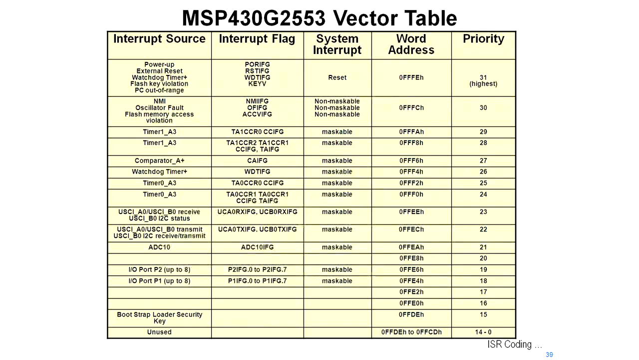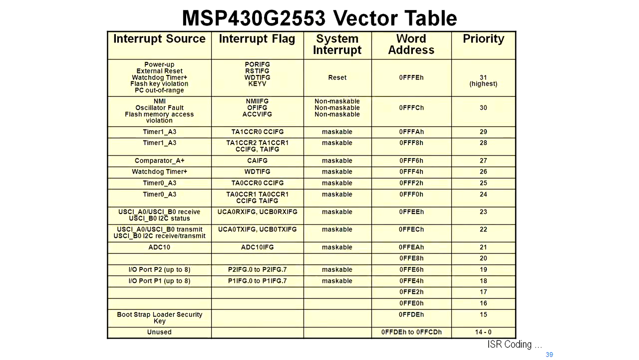Just below that is the non-maskable interrupt. That could also be oscillator faults, flash memory access violations would all generate a non-maskable interrupt. Of course, the reset and the NMI are the only non-maskable interrupts in the system. You don't want to be able to mask those out, and they're both the highest priority.